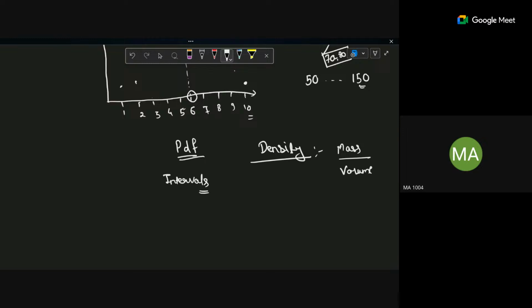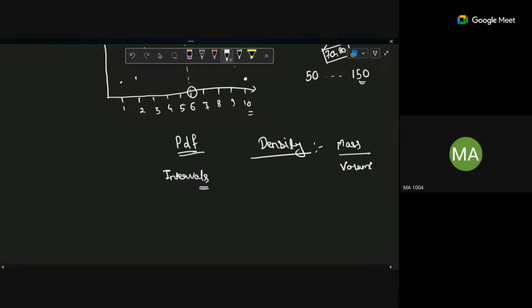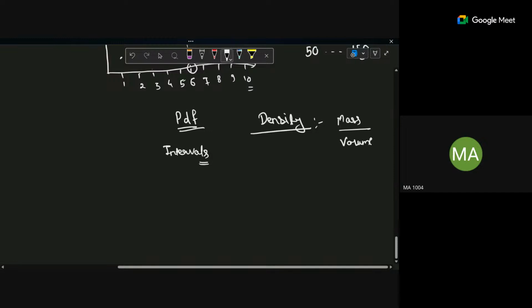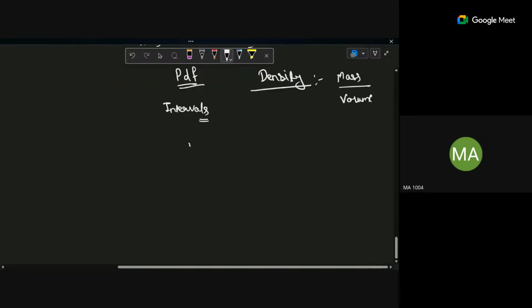So yeah, here in this PDF, it's the probability per unit length. That means, let's take an example where the probability density function is given to you.